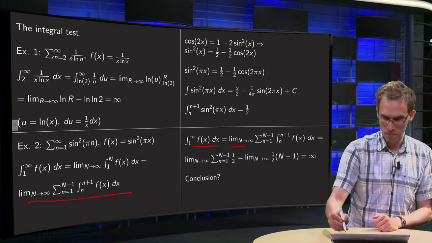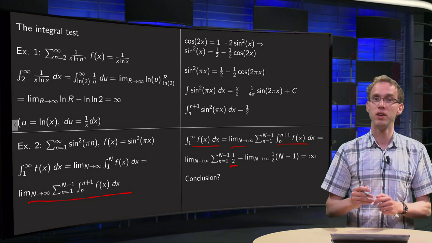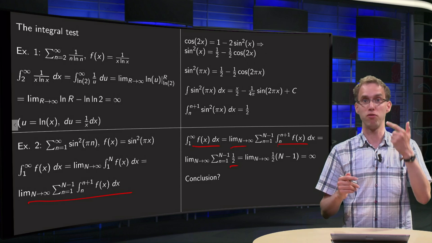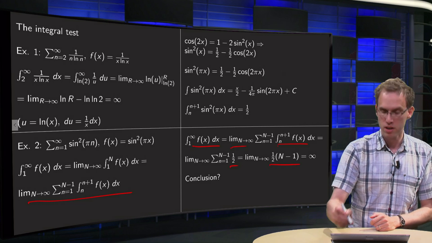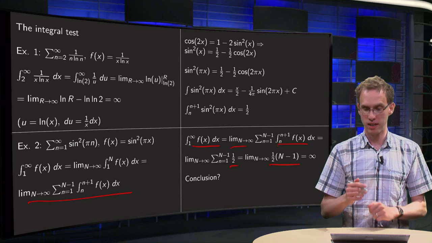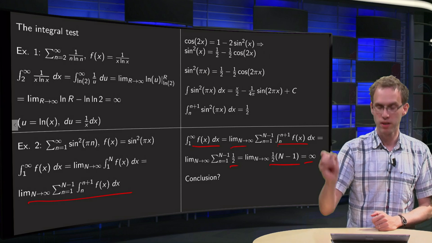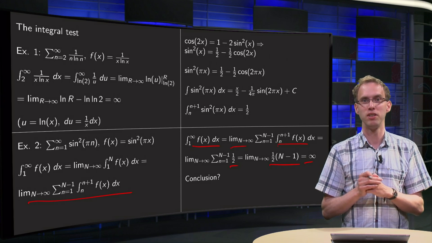We know all those integrals, they are all 1 half, so substitute 1 half. So we have to add 1/2 plus 1/2 plus 1/2 plus 1/2, N minus 1 terms. That yields 1/2 times capital N minus 1. If you now take capital N to infinity, we see that the sum blows up. So the integral blows up, so the series blows up.